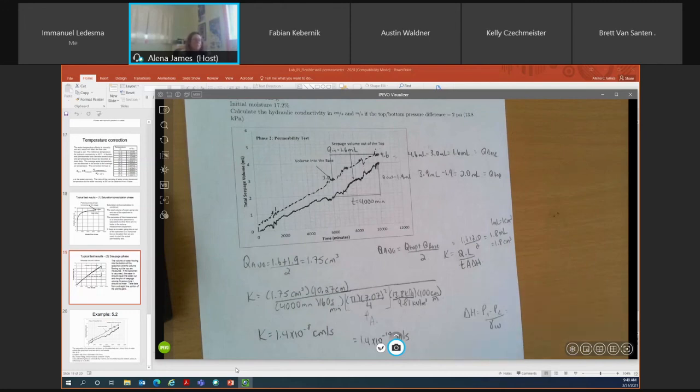So it's easier to convert from centimeters per second to meters per second than to do it initially in the problem.